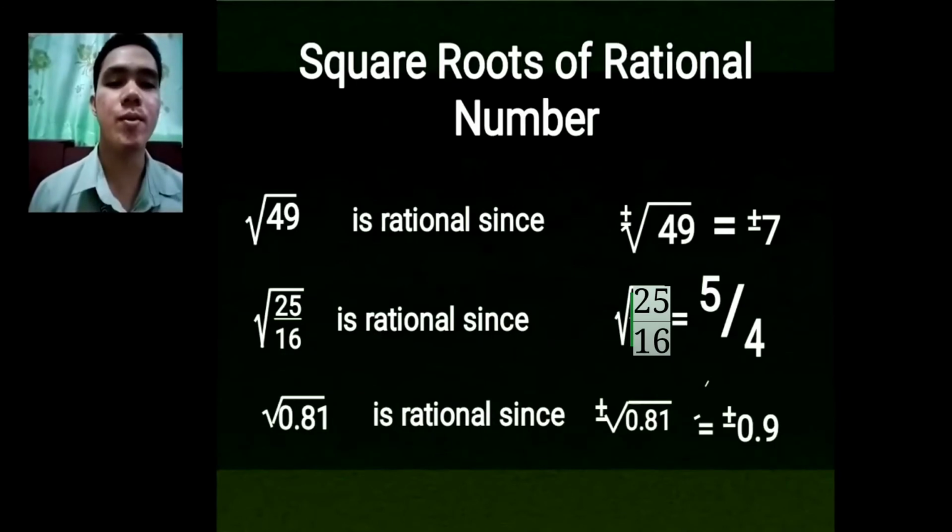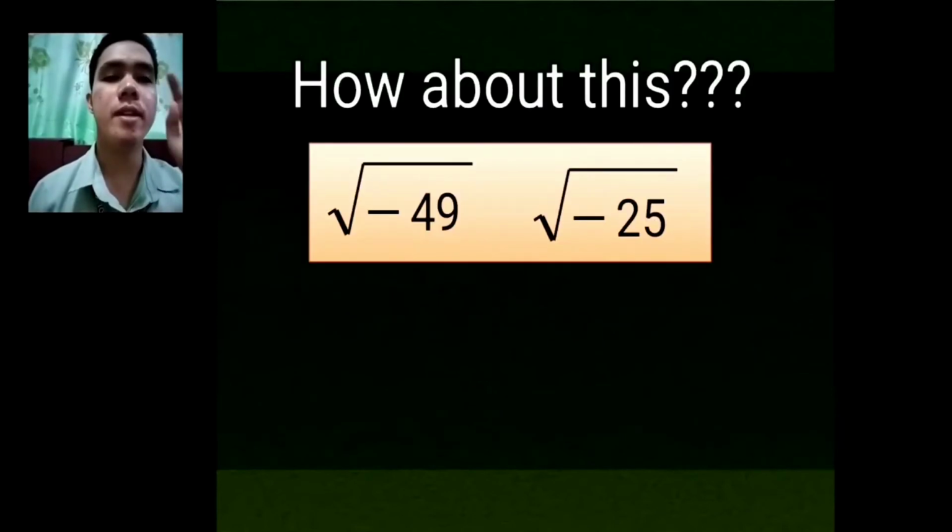How about this one? The square root of 0.81 is rational. Why? Because suppose we have positive and negative square root of 0.81, that is positive and negative 0.9. Try to multiply 0.9 times 0.9, that is 0.81, as well as negative 0.9 times negative 0.9 is 0.81 as well.